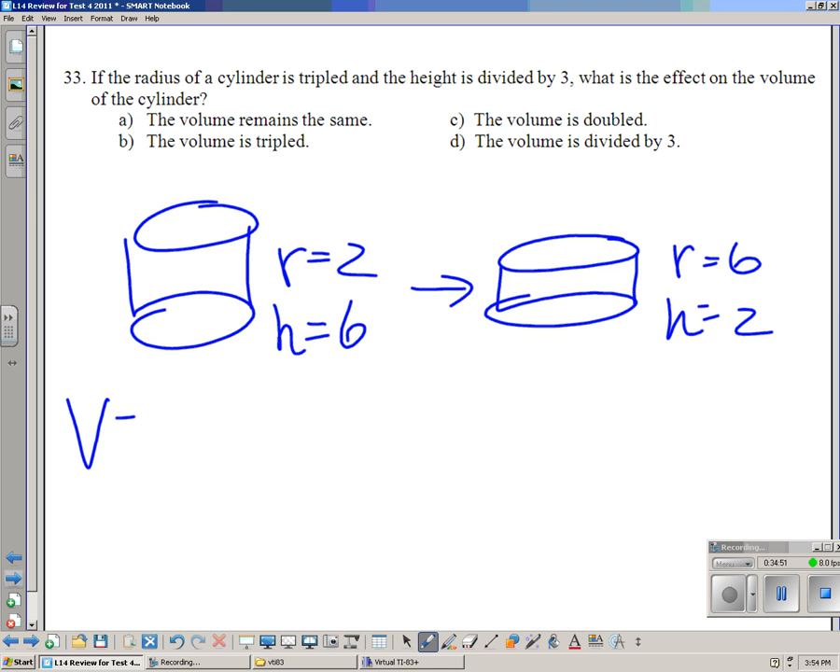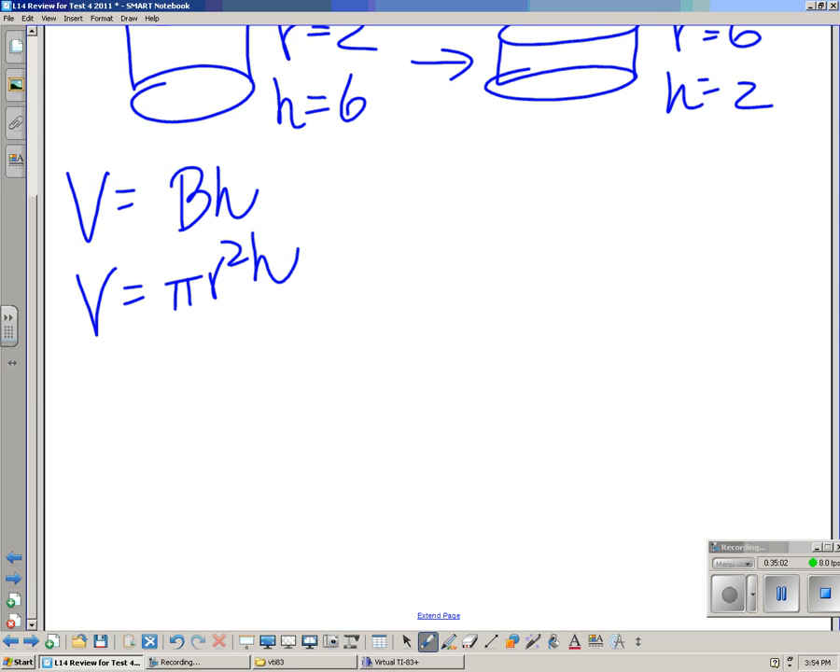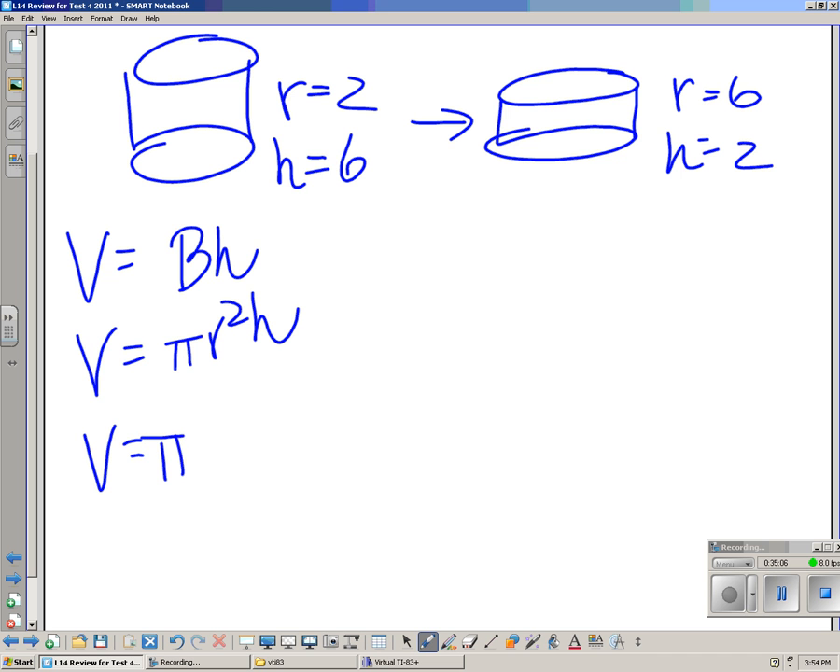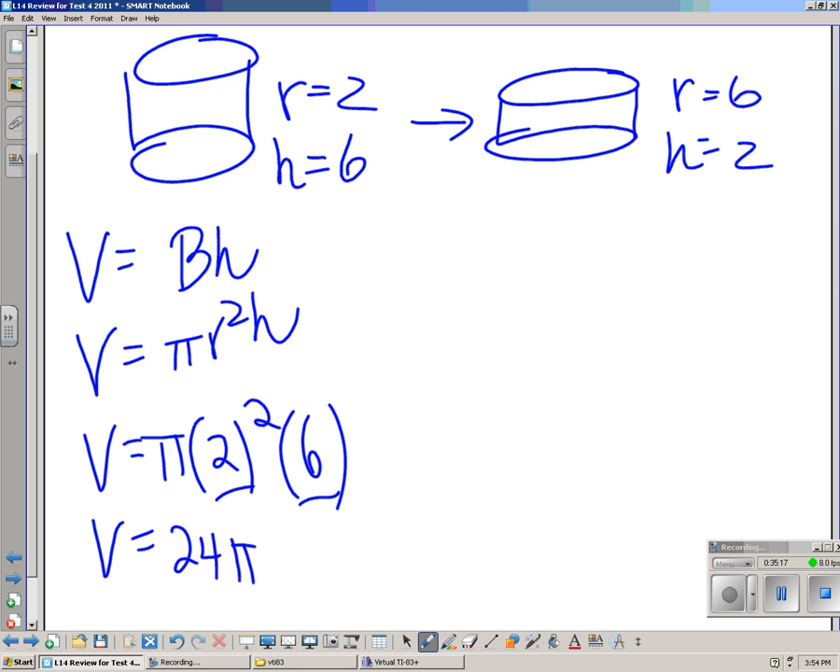Volume formula for a cylinder, let's see if I can get this right this time, is big B times H, where big B is pi r squared because we have a circle base. So for the volume, we have V equals pi times 2 squared times 6. I'm going to leave this in terms of pi only because it's a little easier to see the numbers. 2 squared is 4 times 6 is 24. So here, my first cylinder, the volume is 24 pi.